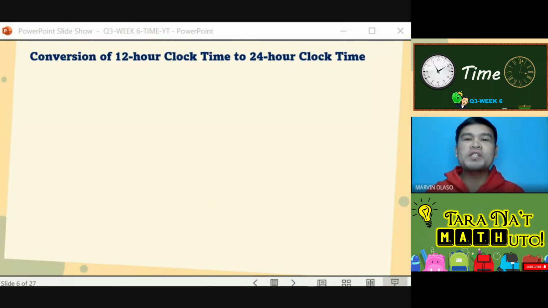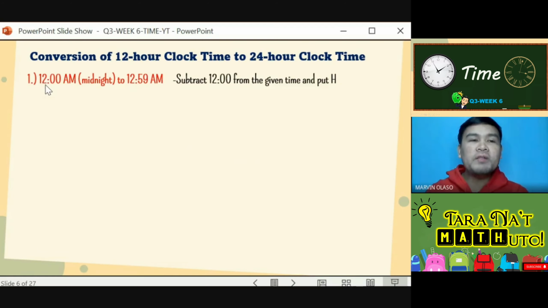Ayan. So we will start on how to convert 12-hour clock time to 24-hour clock time. So ayan, watch and learn mga kamatinik dahil mamaya ay gagamitin natin ito sa mga susunod na lesson. So let's start with the first one.